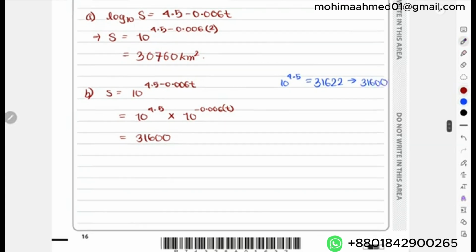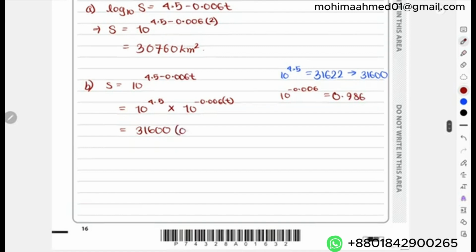Okay, and then for the value of 10 to the power of negative 0.006, you get 0.986. So you get 0.986 to the power of t, right? So that is it. The value of p in that case is 31600 and the q is 0.986.